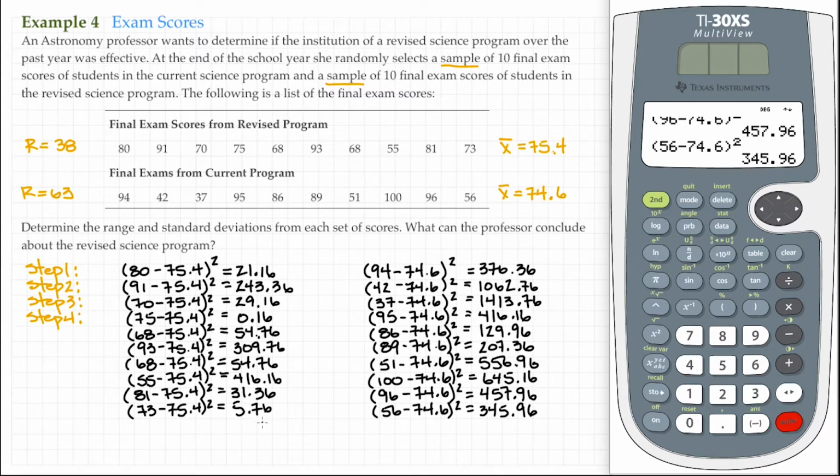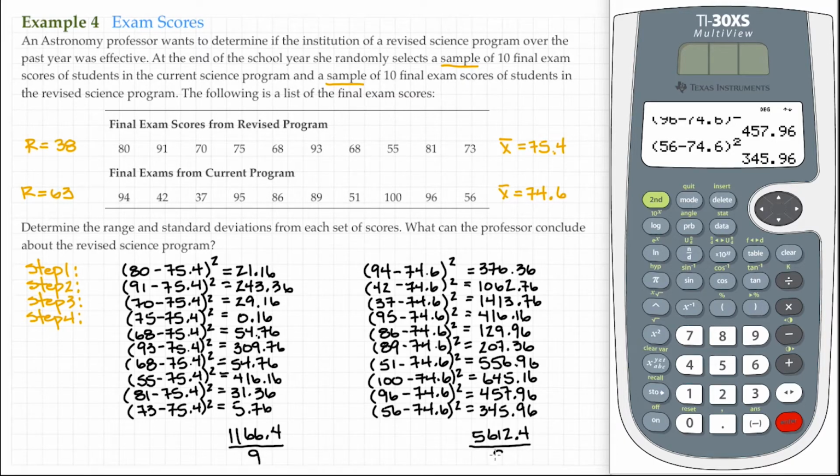So we'll sum all these up. We go ahead and add all this up. It comes out to be 1,166.4. We sum all this up. This comes out to be 5,612.4. We divide this by 9. And we'll divide this one by 9.